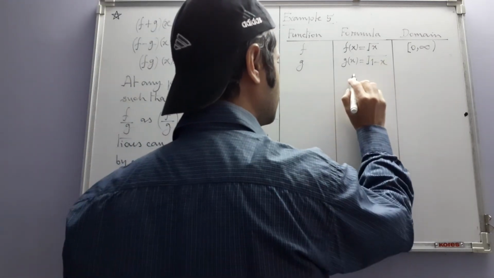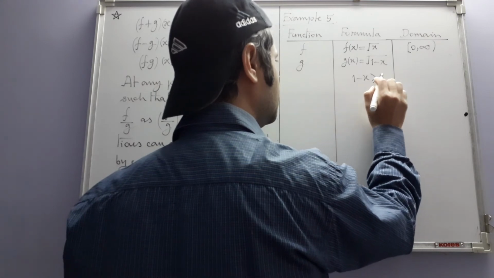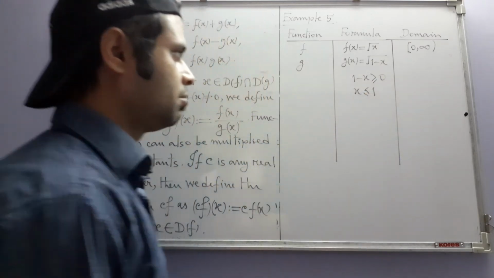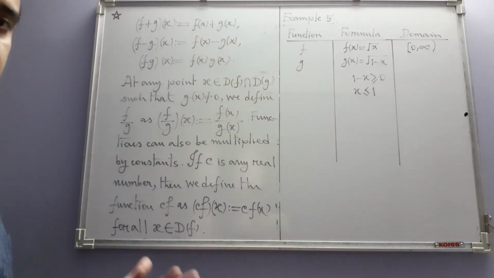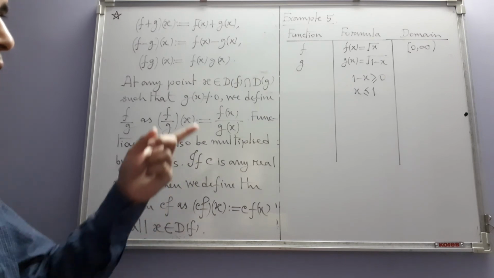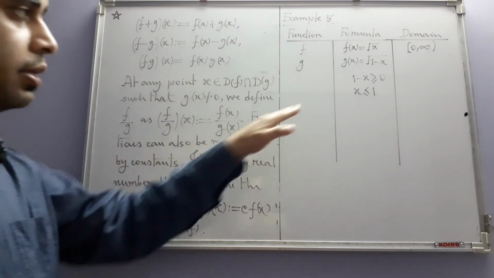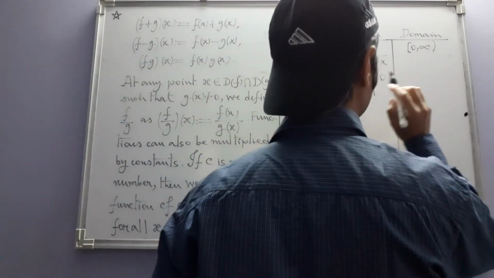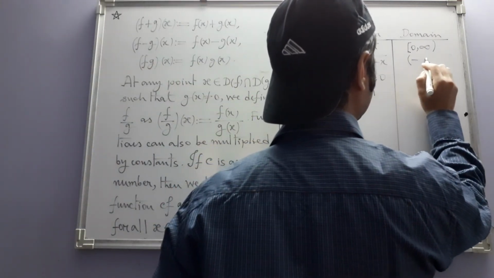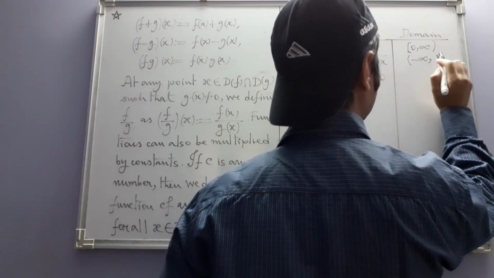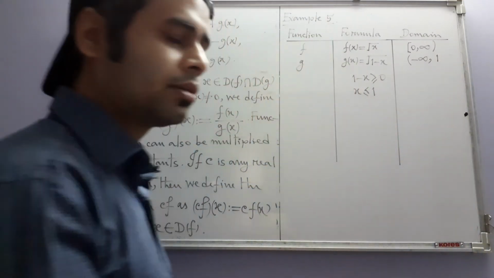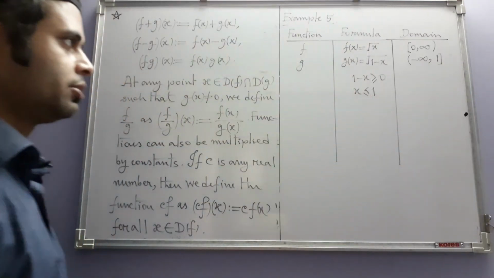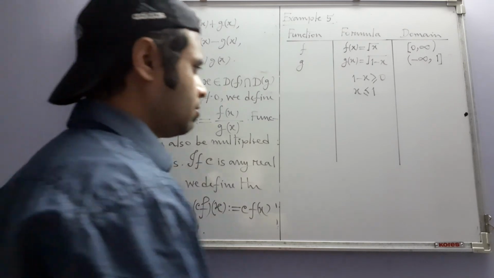For this one, 1 minus x should be non-negative. That means x should be less than or equal to 1. That is just the condition. So x can be negative also. Here x can be negative, there x is not allowed to be negative. So here the domain is minus infinity comma 1, but since you can also take the value 1, you have closed on this side. Okay, it's a closed ray.